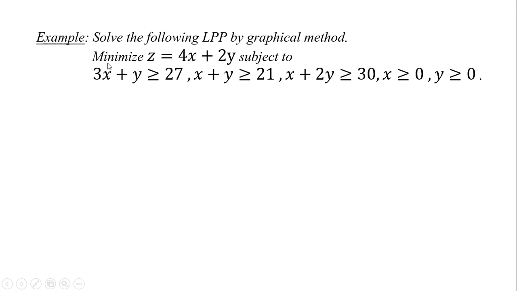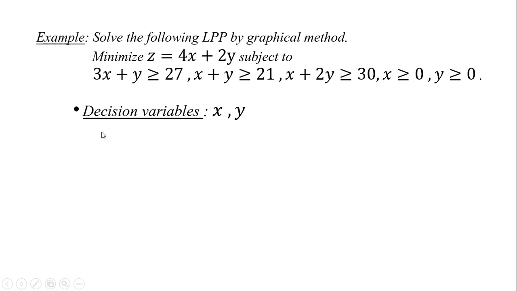The example is: minimize z equal to 4x plus 2y subject to 3x plus y greater than or equal to 27, x plus y greater than or equal to 21, x plus 2y greater than or equal to 30, x greater than or equal to 0, y greater than or equal to 0.